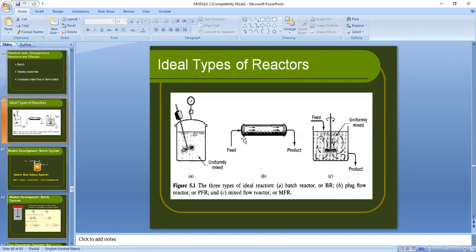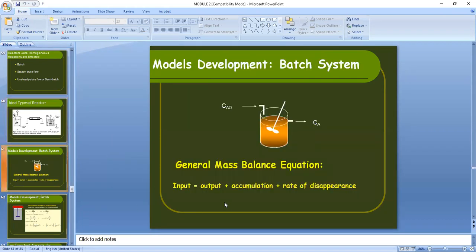Now, in terms of representations, this is how we represent the three ideal reactors. For the batch, it could be a simple block. You have a tube for the plug flow reactor, and you have the CSTR, the continuously stirred tank reactor, of course, with the stirrer. The material balance equation that is being used for the batch system is this. So you have the input equated to the output plus the accumulation plus the rate of disappearance. So all these three should be equated to the input.